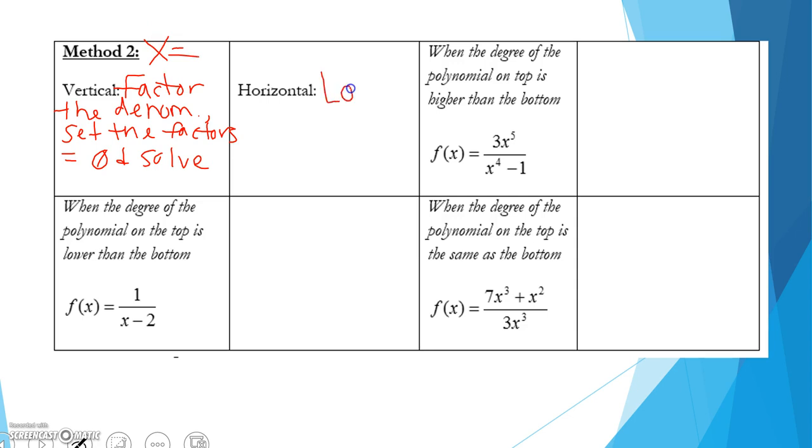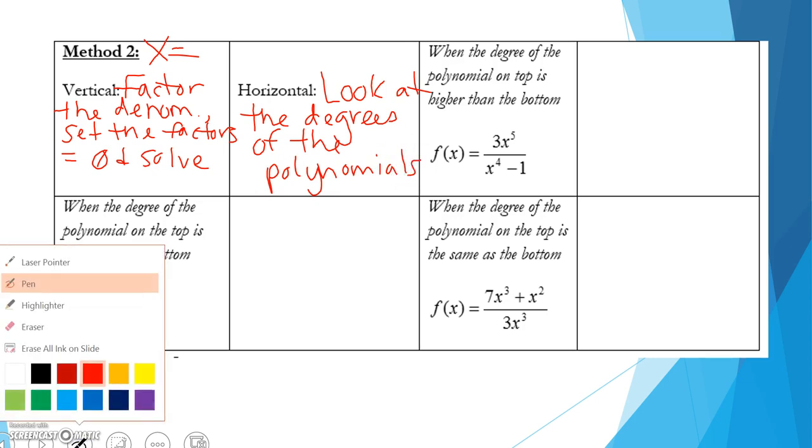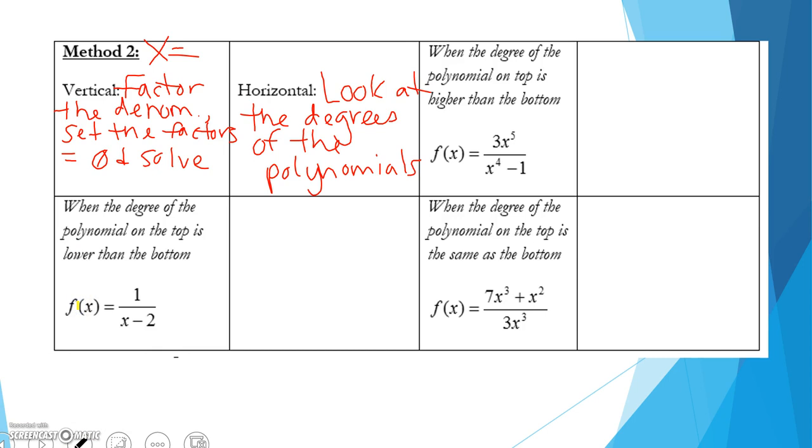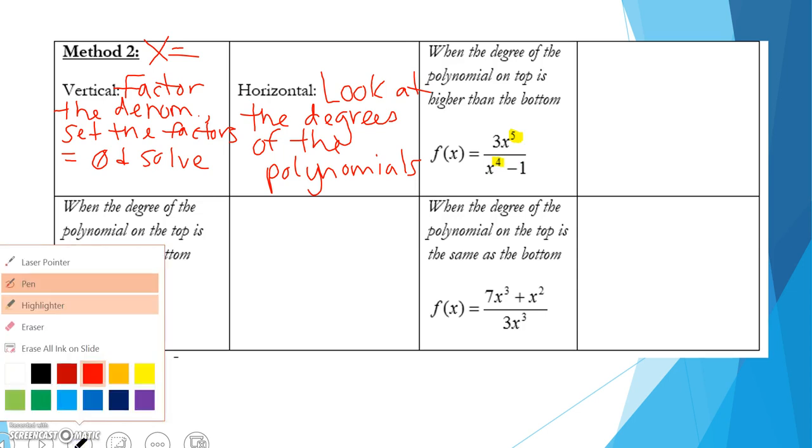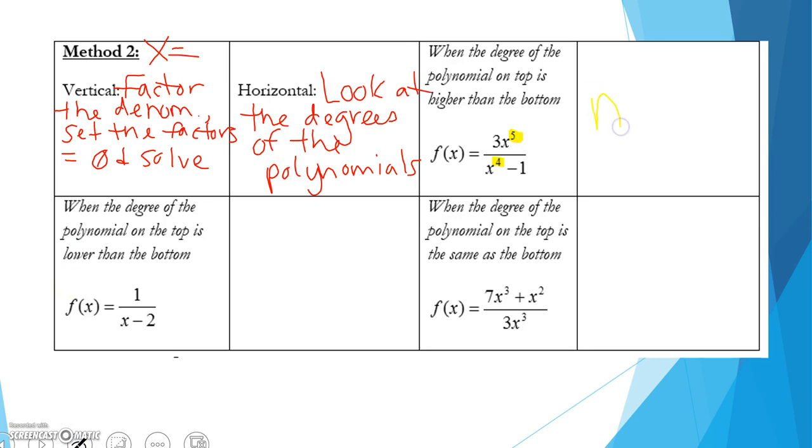What you have to do is you have to look at the degrees of the polynomials. So what a degree is, it's the highest exponent. So if we're looking at the first case over here, the first case is when the degree of the polynomial on top is higher than the one on the bottom. So what that means is that if you look, the degree on the top is 5, and on the bottom the degree is 4. So 5 is bigger than 4, so it has a larger degree. And so what that means is that the answer will be none. So there are no horizontal asymptotes. You could graph it and there wouldn't be any.